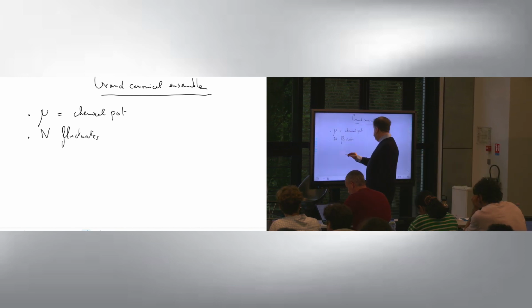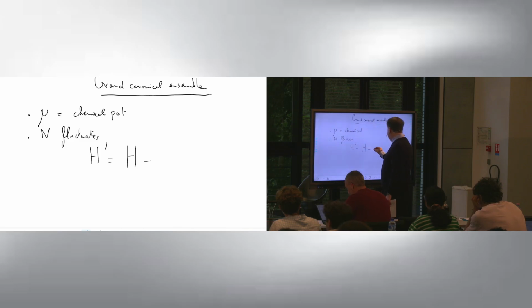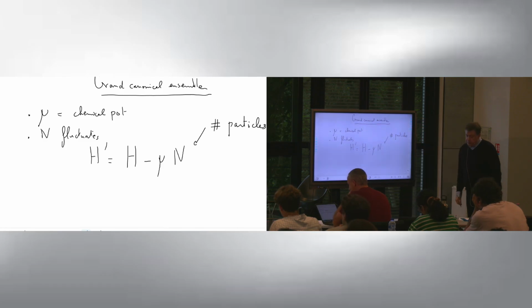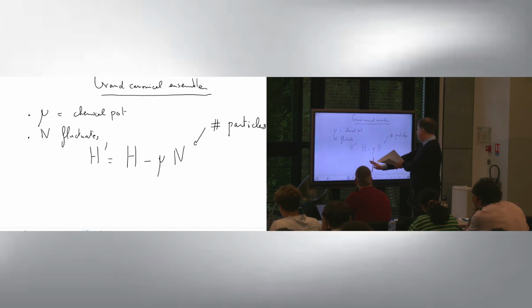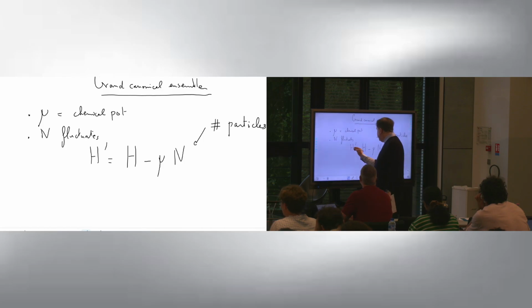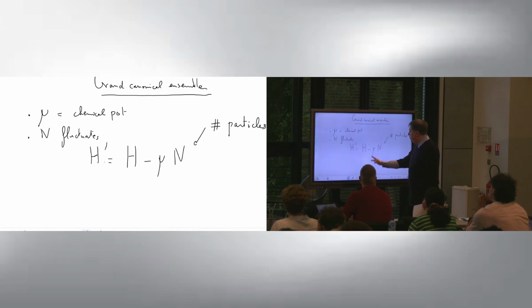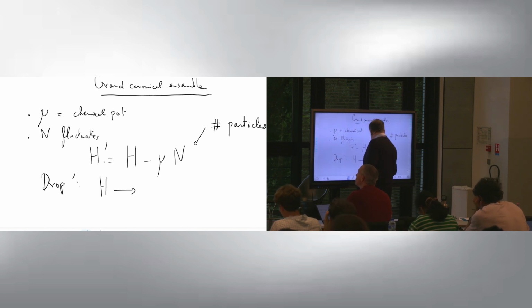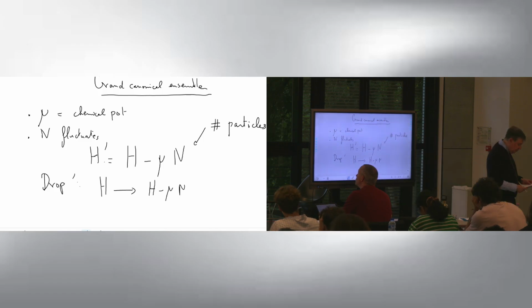In all what follows, I'm going to consider the Hamiltonian H prime, meaning the n-body Hamiltonian minus mu times the total number of particles. That's the number of particles. And because I am on the board, and it takes a lot of time to write everything, I'm going to drop the prime everywhere, just to simplify notation. So when I write H, you should read H minus mu N. I'm systematically going to work in the grand canonical ensemble.